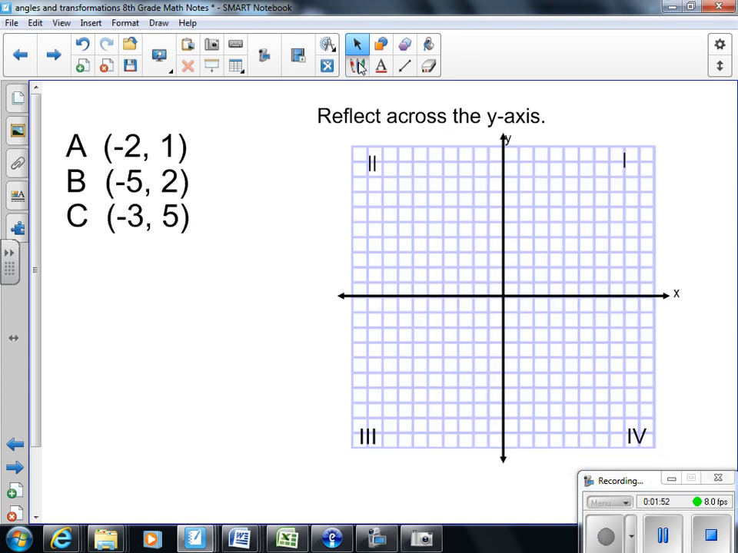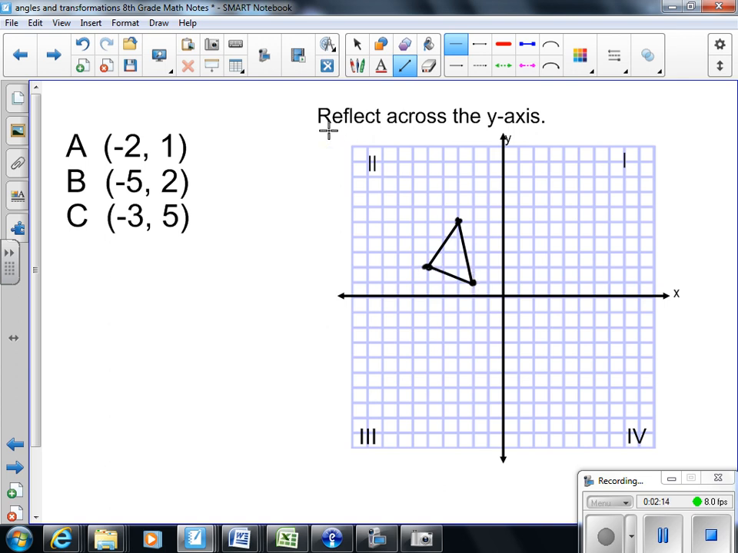Okay, how do we use this? Well, here's some ordered pairs. Let's plot them. Negative 2, 1, negative 5, 2, and negative 3, 5. And we're going to connect them. See that they make a nice little triangle.